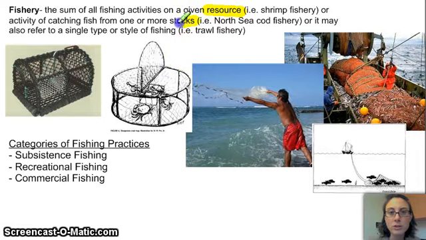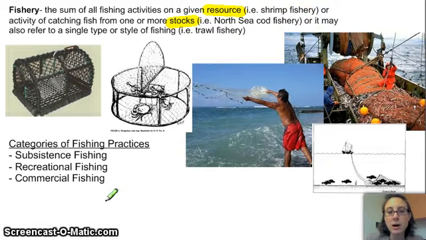More than one or more stocks, we're really talking about the species and the location. So in this example, North Sea cod, location and species. And sometimes we include in the definition or the name of a fishery the type of gear used, a trawl fishery, or we could talk about a specific North Sea trawl cod fishery, something along those lines.